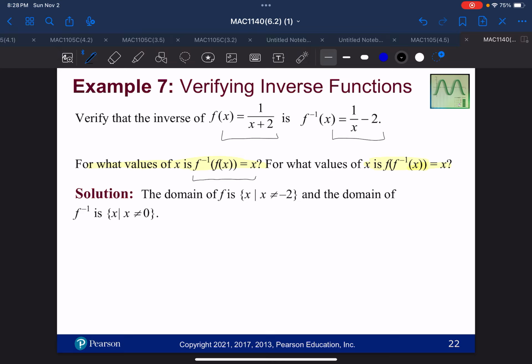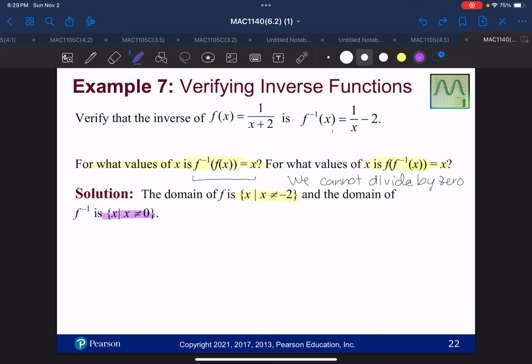So the reason why it's asking us this is because these two functions are rational functions, so they have restrictions. So I need to be aware of their domain. I cannot divide by 0. Have to always remember that. So the domain for f of x is going to be all real numbers except for the value of -2, because I can't plug -2 into here. And the domain of the inverse of x is going to be all real numbers except for x equals 0, because I can't plug 0 into there.